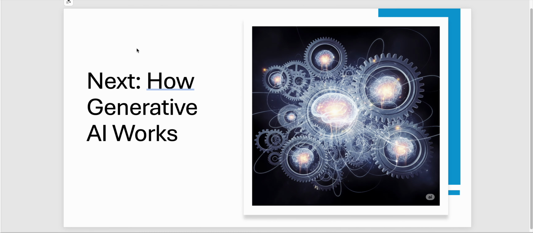So, to wrap up, discriminative means it judges what's there. Generative imagines what could be. In the next video, we will dive into how generative AI actually works under the hood.